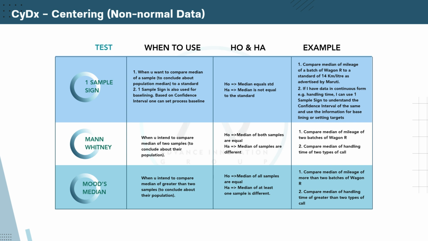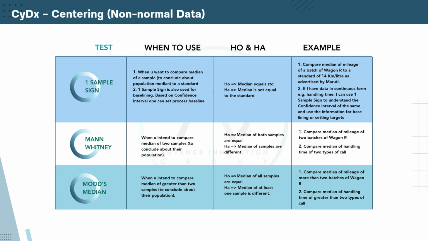Purpose of the slide. This slide provides a consolidated view of 3 non-parametric hypothesis tests, commonly used for centering analysis when the data is not normally distributed. These tests help us analyze median differences rather than means, which is more appropriate when data is skewed or contains outliers. Begin with context. In Six Sigma and other data-driven projects, we often need to evaluate whether a process is centered around a target value.